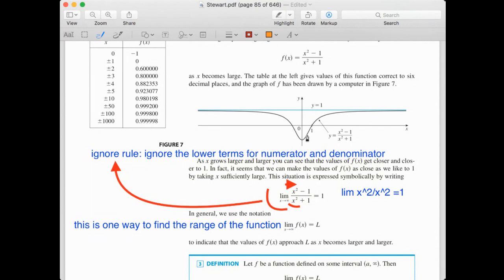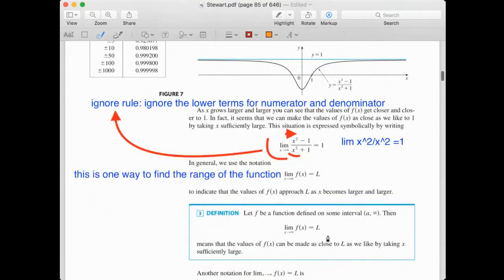This function will never be 1, approaches 1, like this graph. So this is a graph of the function. You see, because the limit of this function value is 1, that means it creates horizontal asymptotes. That means the function value approaches 1, but will never be 1. All right, so that's the range. So limit of x approaches infinity, we call ignore rule, okay? Whenever we see x approaching infinity, we use ignore rule.